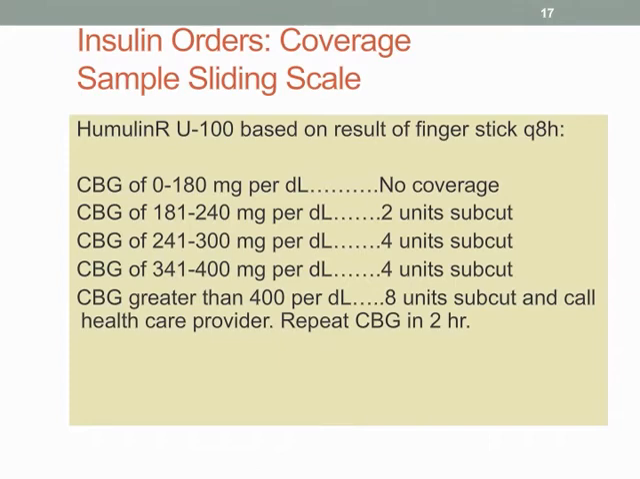And you need to know if the provider wants to use a standardized sliding scale or if there's one individualized to that particular patient. And again, that's based on the finger stick blood sugar. If it falls between, let's say, 241 and 300, then the patient will be given 4 units subcutaneously of, generally speaking, a regular insulin, or it could be a rapid-acting insulin like Lispro.